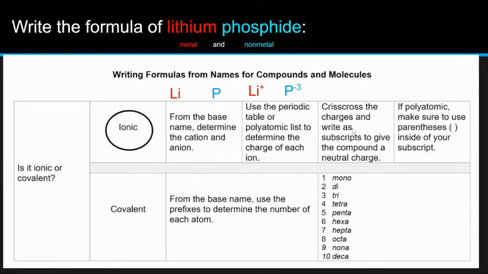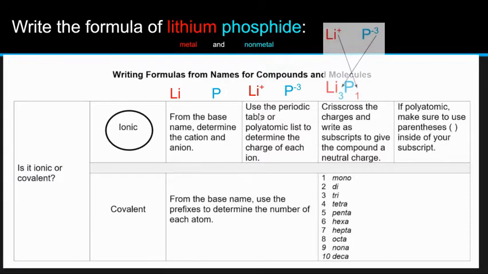Crisscross charges and write as subscripts to give the compound a neutral charge. So the crisscross method is a shortcut that allows us to determine the formula by taking the numbers here and crisscrossing them as subscripts on the formula so that we can see how they will proportionally combine. A formula is simply a ratio of atoms, and this is allowing us to see that ratio.